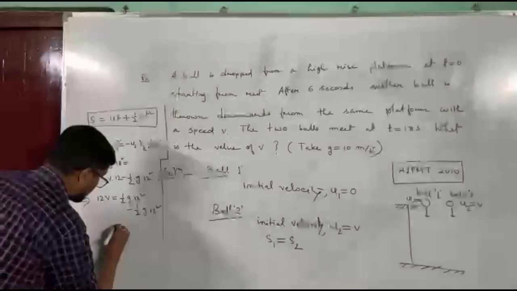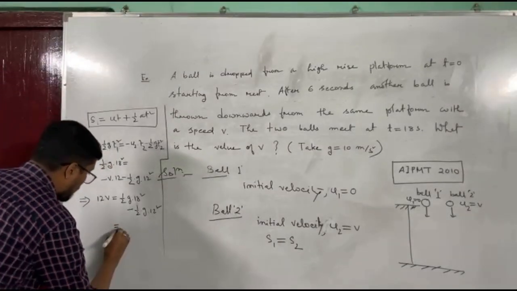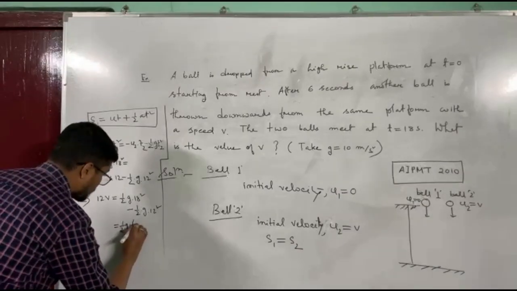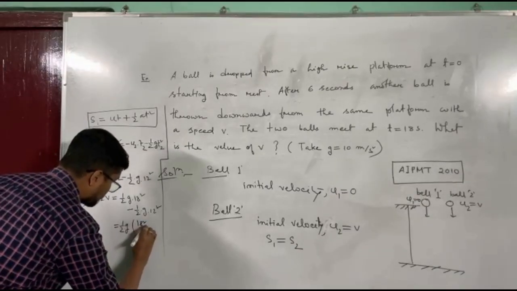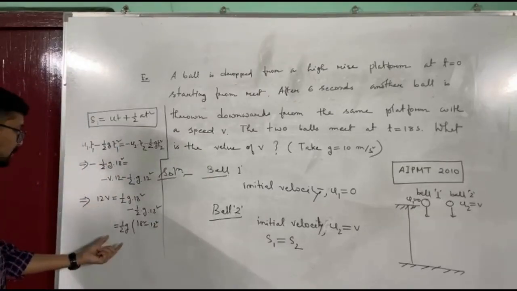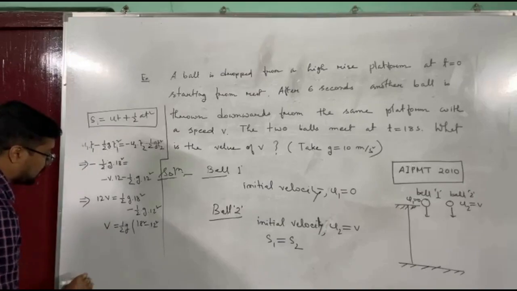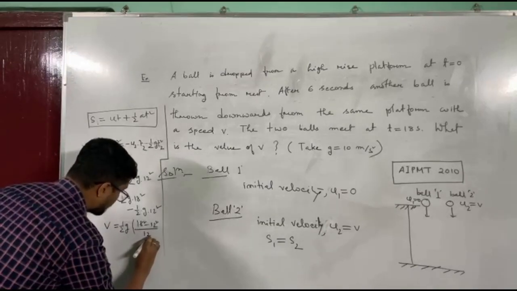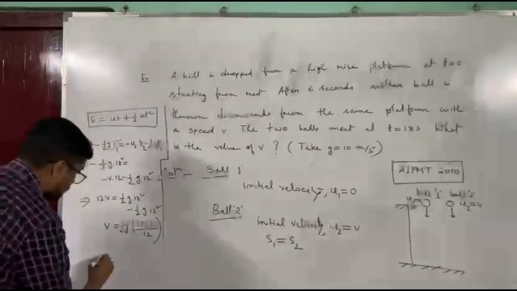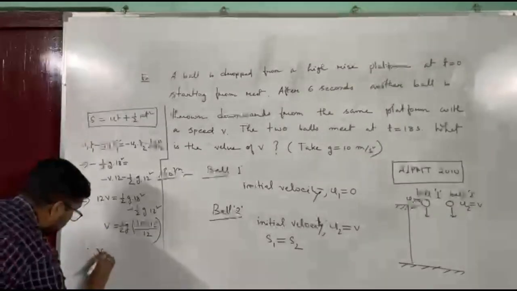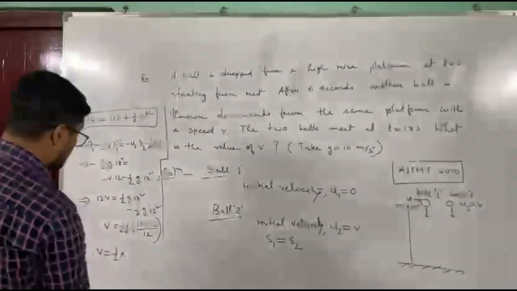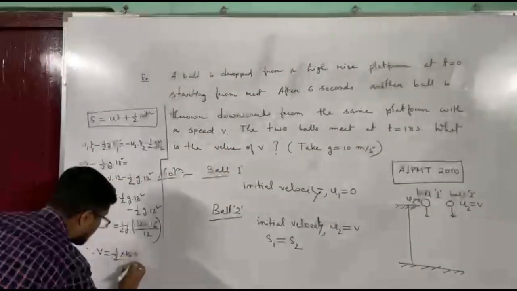So let us take half Z as common. So we are left with 18 square minus 12 square, and bring this 12 to the right hand side, and we'll have V on the left hand side. So by simplifying, therefore V is equal to half Z times 18 square minus 12 square divided by 12. They have told us to take 10 meter per second square, so let us take Z is equal to 10.